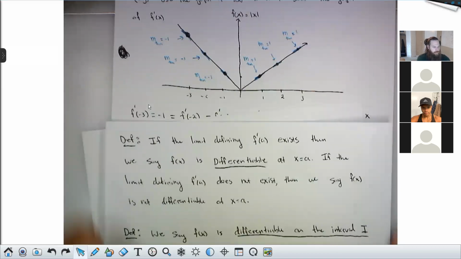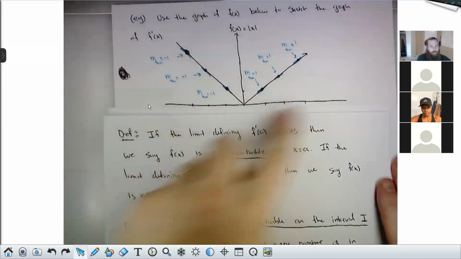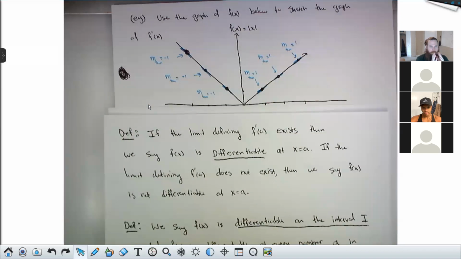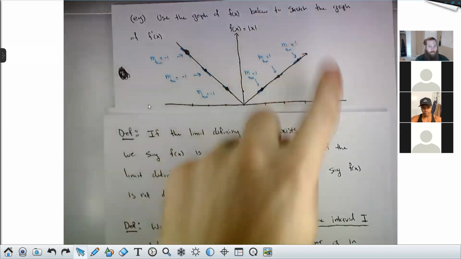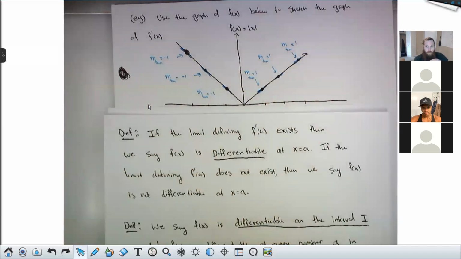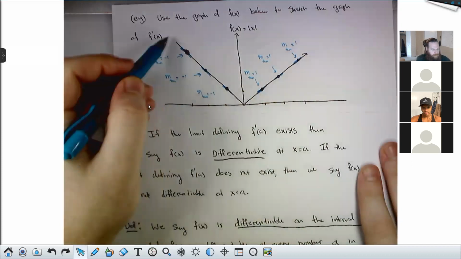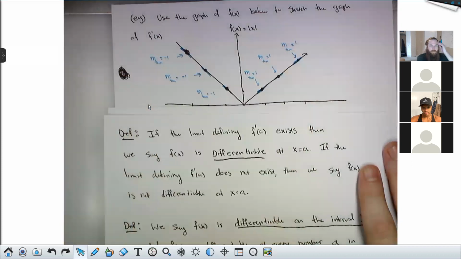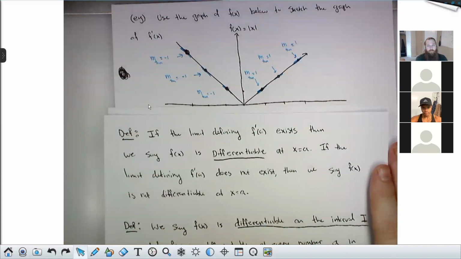Let's look back here. Is this function, the original function here, continuous everywhere? Yeah. It is, right? This is continuous everywhere. This graph right here, the graph of the absolute value function, it's one piece, right? I can trace it without lifting my pen. It's continuous at all real numbers. Is it differentiable everywhere? Yeah, no, it's not. Where is it not differentiable?